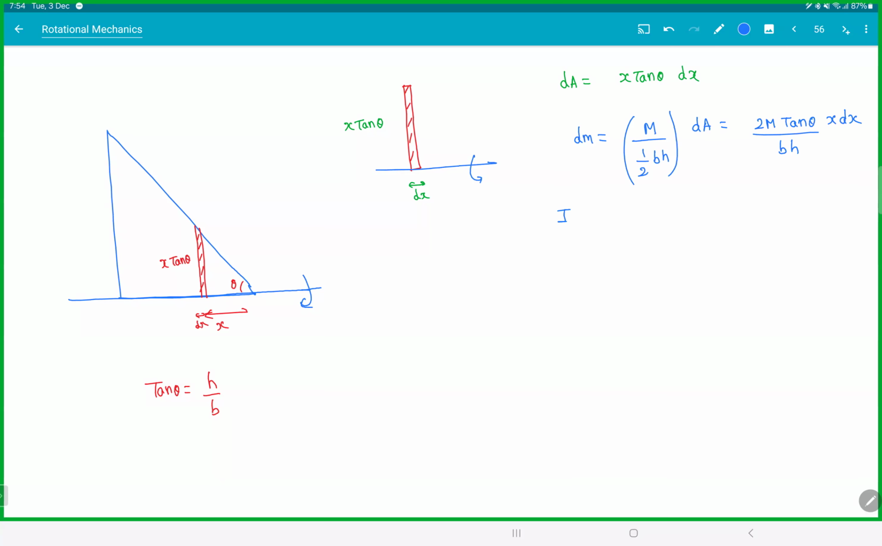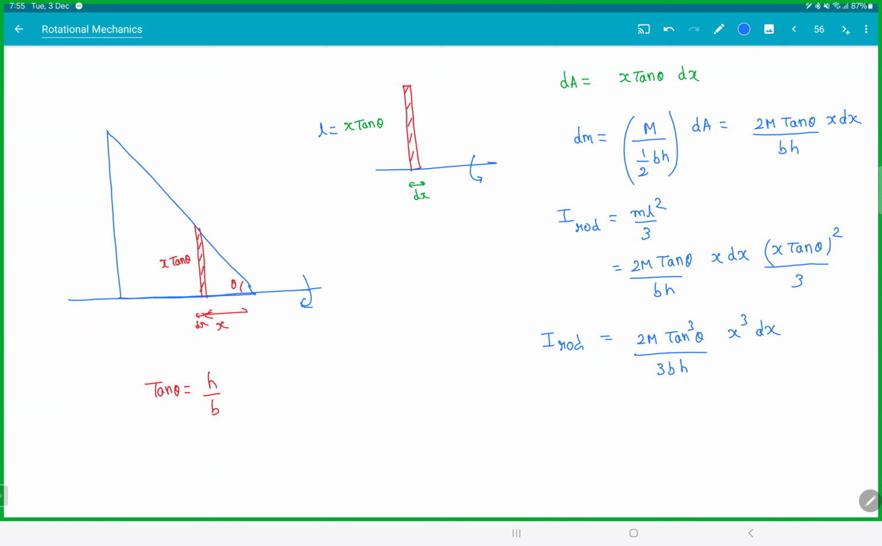This is your mass. And just now we saw the moment of inertia for the rod is mL squared by 3. Remember, we proved that there is a case 2 in the rods. So this is dm, 2m tan theta x dx by bh, right here. So in place of m we have 2m tan theta by bh x dx, and in place of L we have (x tan theta) squared by 3. So this was the length of the rod. It looks dangerous, but let's see. And then this is 2m tan cube theta x cube dx by 3bh. This is for the rod.